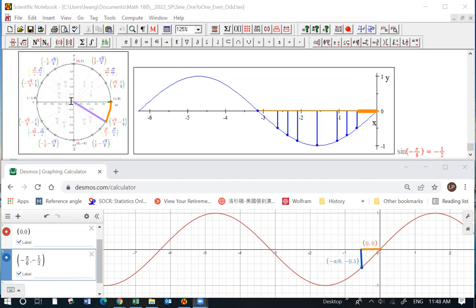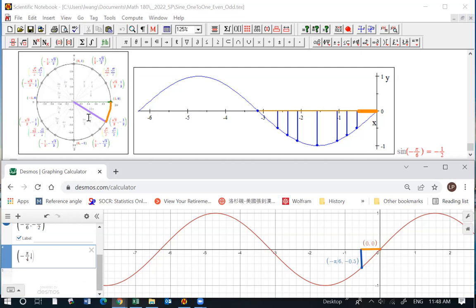The next point, of course, is going to be negative pi over 4, not 7 pi over 4. Some of you can see the 7 pi over 4, because we're going to measure negative pi over 4, right? Negative pi over 4, and the ratio is negative root 2 divided by 2. Okay, so that's a green dot. See the green dot? Right there.